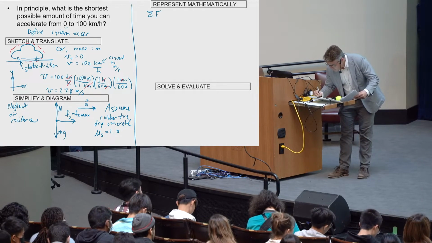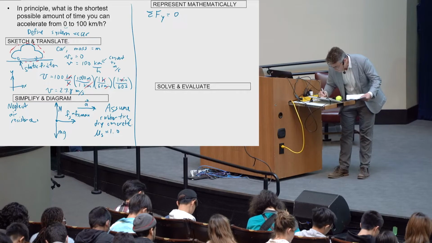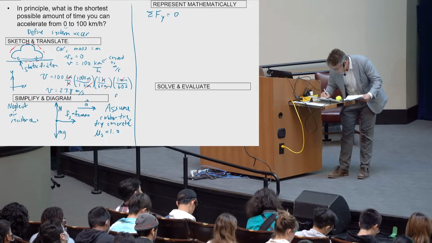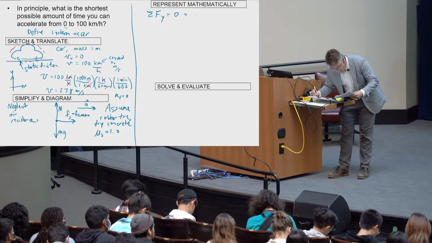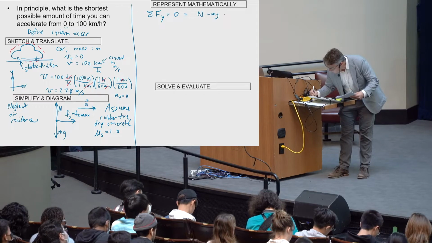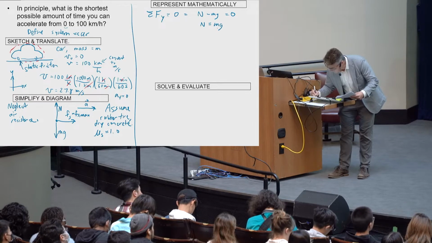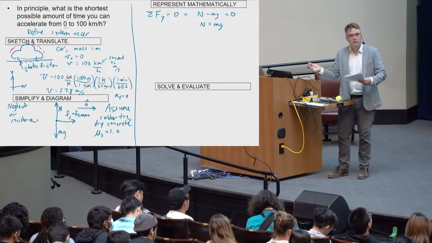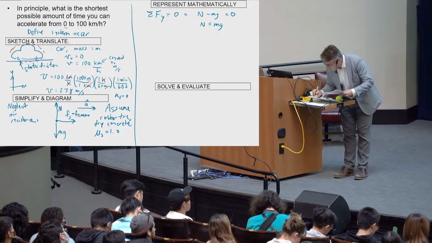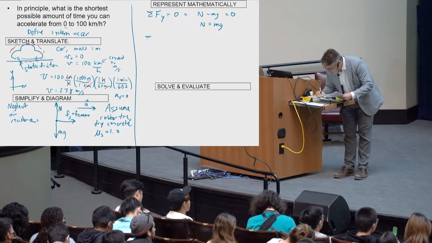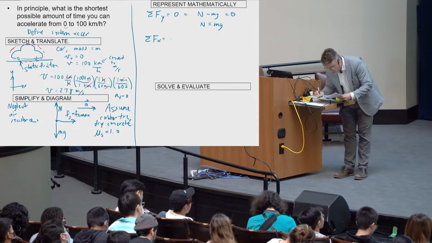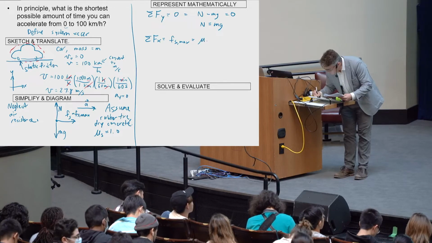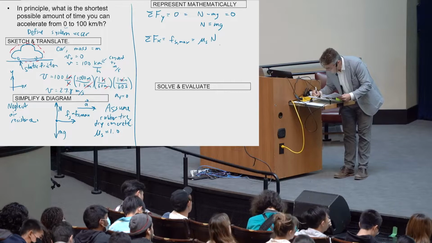So the sum of the forces in the y direction is equal to 0 because a_y is 0, and that is the normal force minus mg. So hey, look, N equals mg. That's okay. But the reason N equals mg is because the y forces are just N and mg, and they cancel out. Then the sum of the forces in the x direction is just f_s max, which is going to be mu sub s times N, which we have.